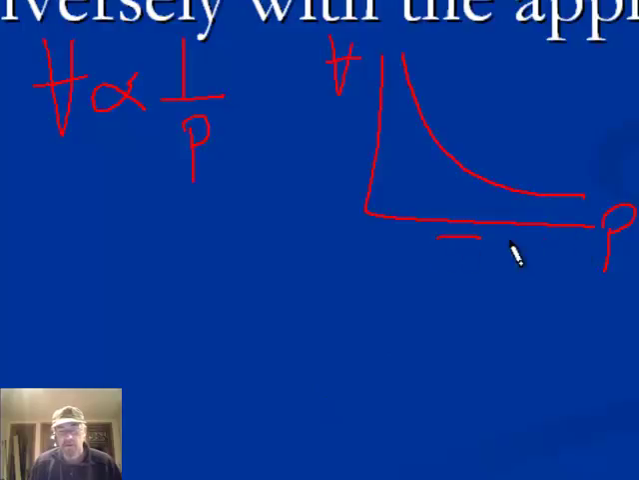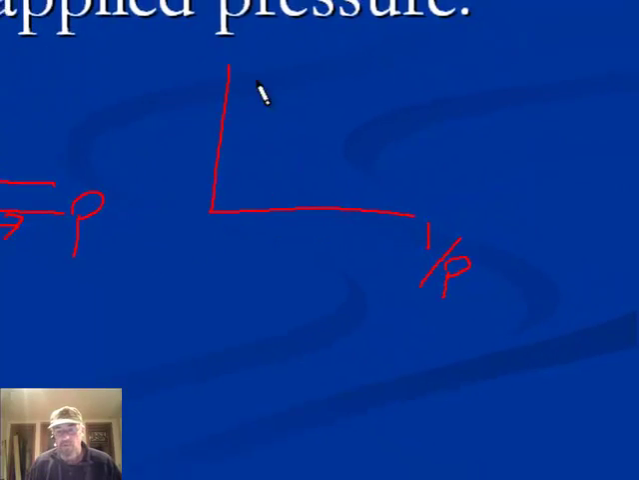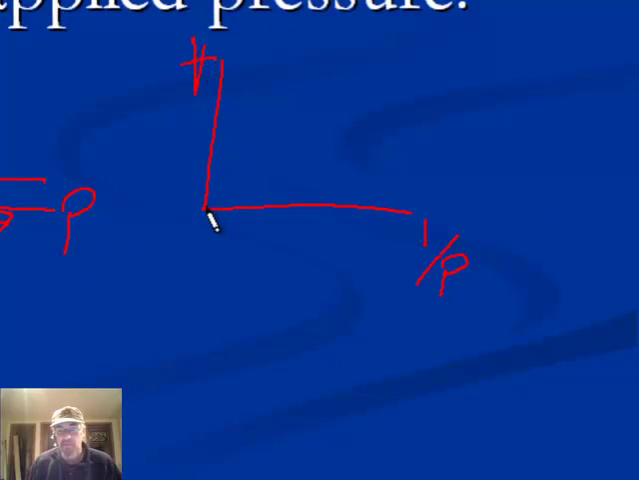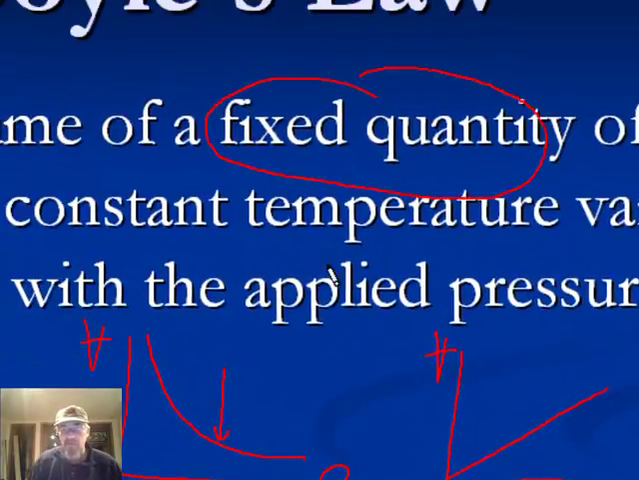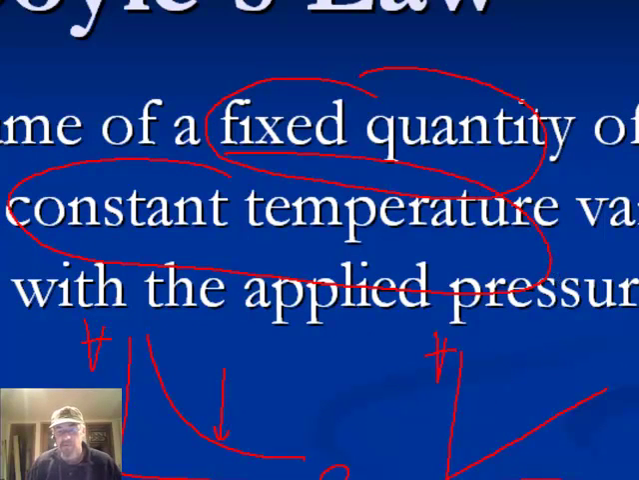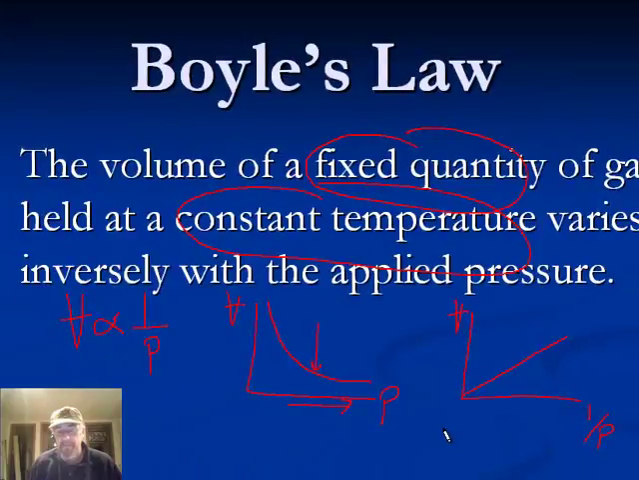As the pressure gets bigger, the volume drops. How we know it's an inverse proportionality is if you plot 1 over pressure versus volume, you get a straight line relationship. Now, this only works if the amount of gas is a fixed quantity and the temperature doesn't change. If the temperature changes, then this relationship isn't probably going to be true anymore.